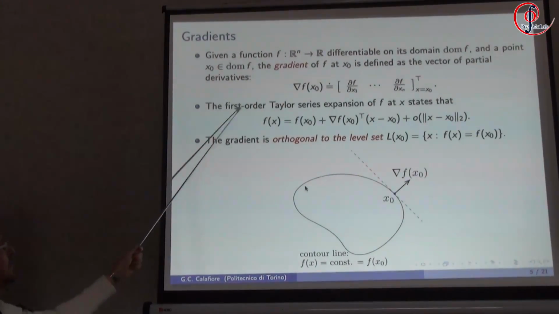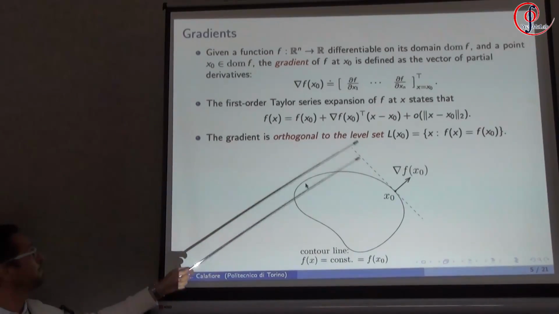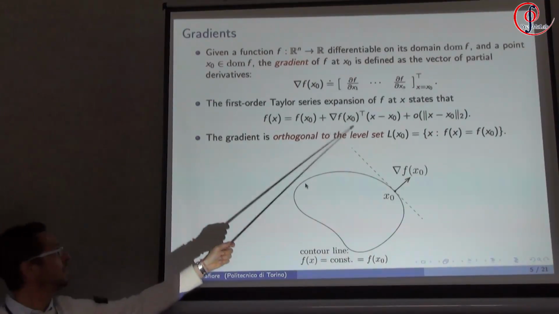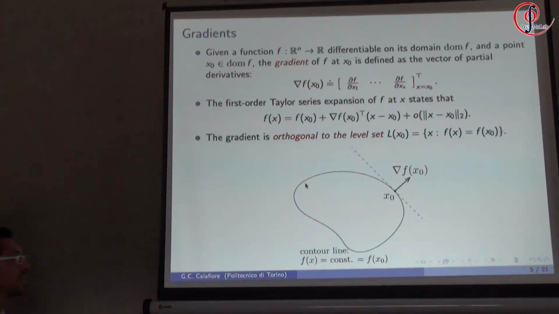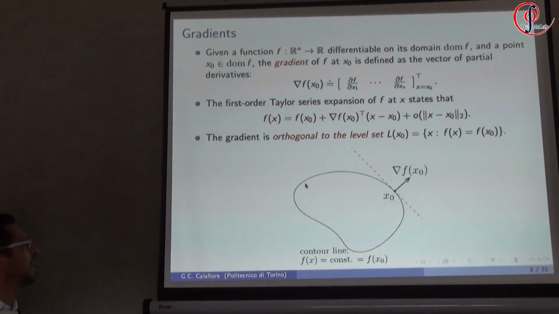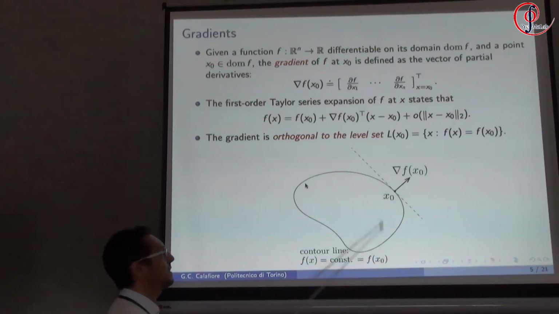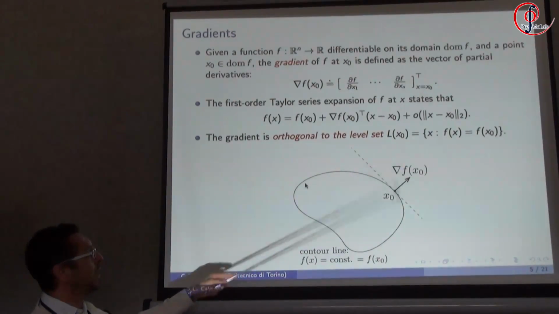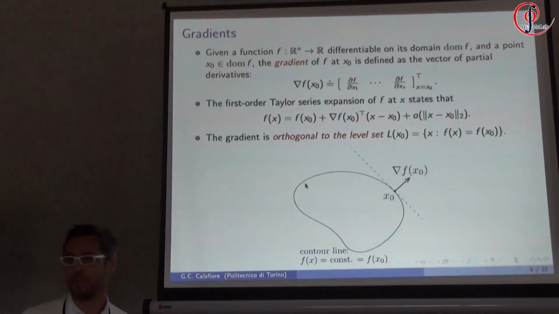And if we do a first order Taylor series expansion of function f at x0, then we have the value of the function at x0 plus the gradient multiplied by x minus x0, plus terms that go to 0 faster than first order as x approaches x0. And a key concept is that the gradient of the function at x0 is orthogonal to the tangent plane or hyperplane of the level set of f at point x0.